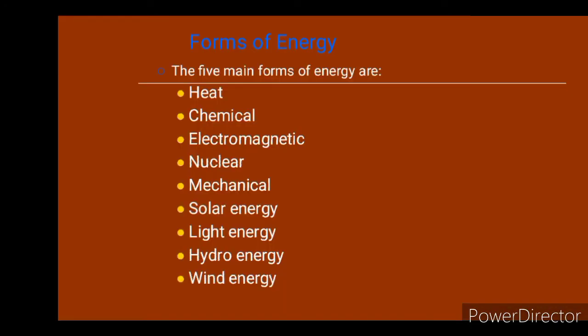Many forms of what? Energy. We have heat energy, we have chemical energy, we have electromagnetic energy, we have nuclear energy, we have mechanical energy, we have solar energy, we have light energy, and we have hydro energy. Okay, and we also have wind energy. All these are different ways in which energy exists. Okay, there are more than these, but these are the important ones.